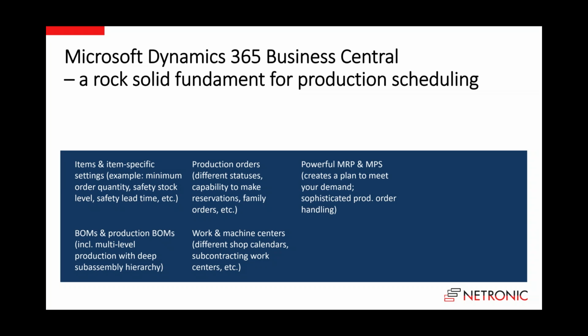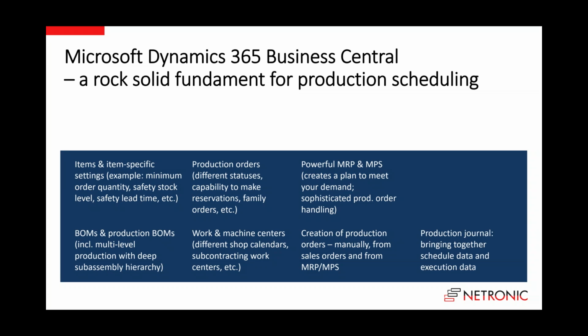for production scheduling. You have MRP and MPS, so you can create a plan to meet your demand, and there is some really sophisticated production order handling behind this. With it, you can create productions, you can update productions, you can release new productions. So really powerful MRP, and it's worthwhile to spend some time with MRP and to look at it. Then you have the different options to create production orders manually, from sales orders, from MRP. So a lot of efficiency there.